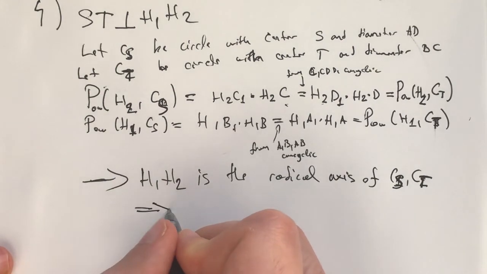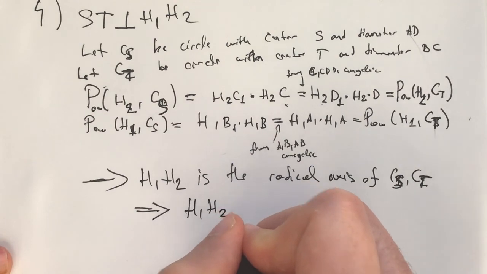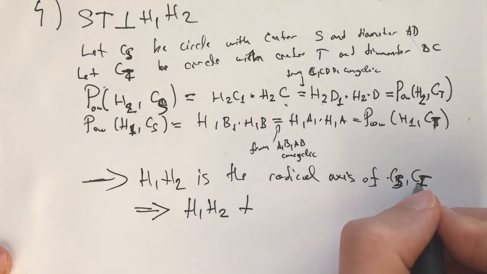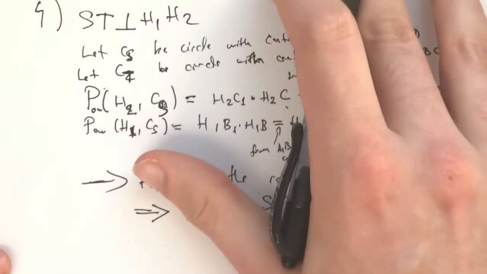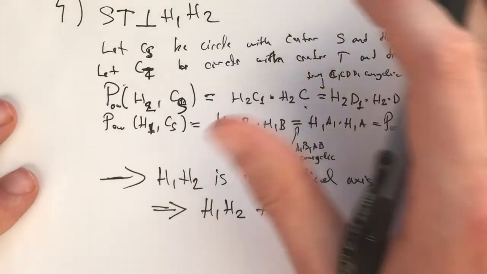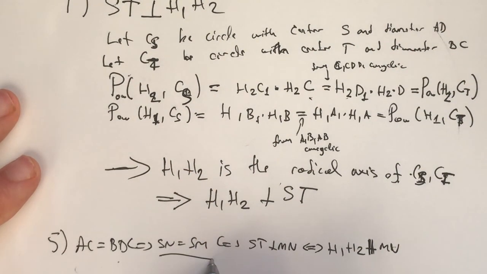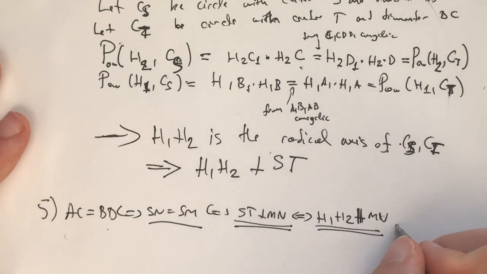And this here, right now, implies what? Well, it implies that H1H2 is perpendicular to the line of centers of CS and CT, which are what? S and T. And now with this, we connect it all together. And what we have is AC is equal to BD if and only if SN is SM, if and only if ST is perpendicular to MN, if and only if H1H2 is parallel to MN, which is what we needed to prove.